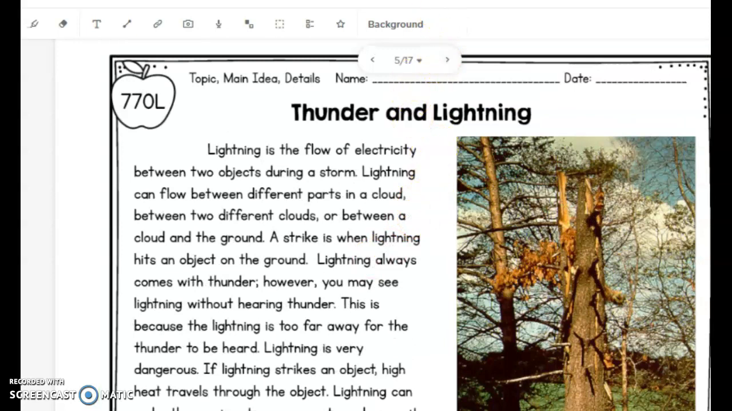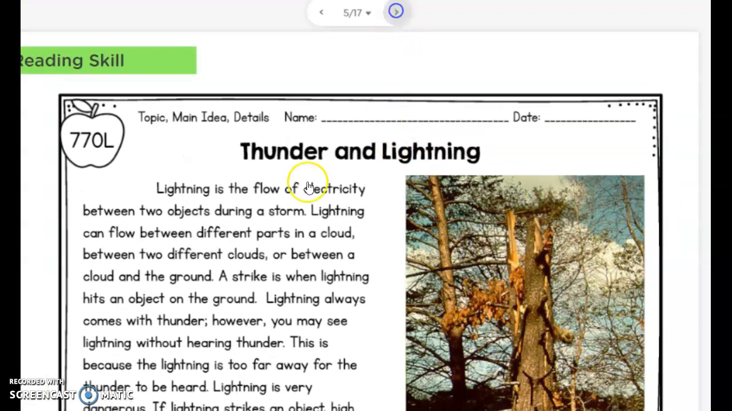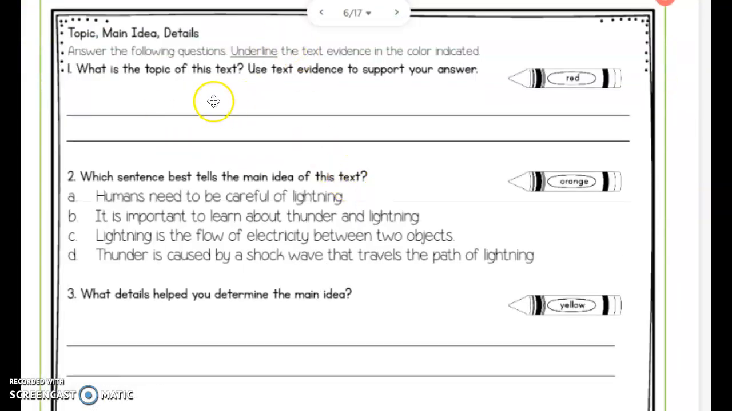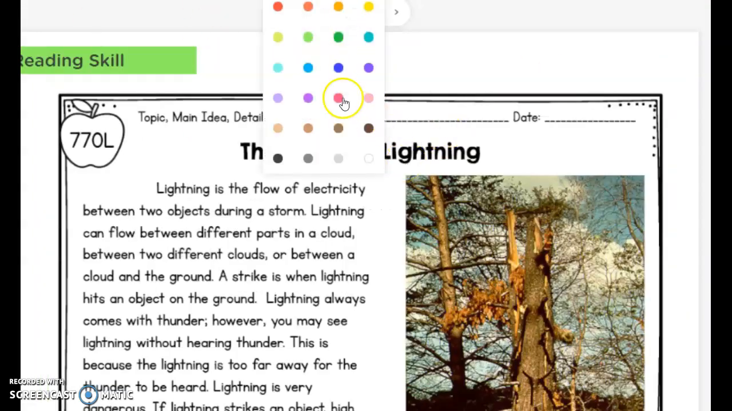We also want to highlight the topic of the sentence. Remember, we can find the topic of the sentence by highlighting words that repeat in every single paragraph. We're going to be highlighting our topic in red.